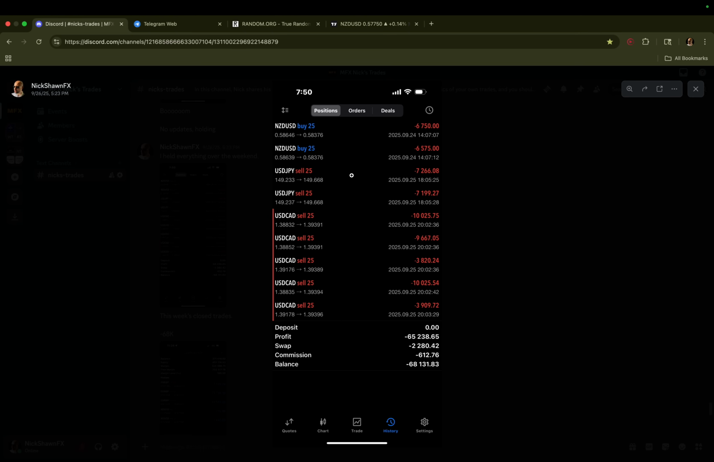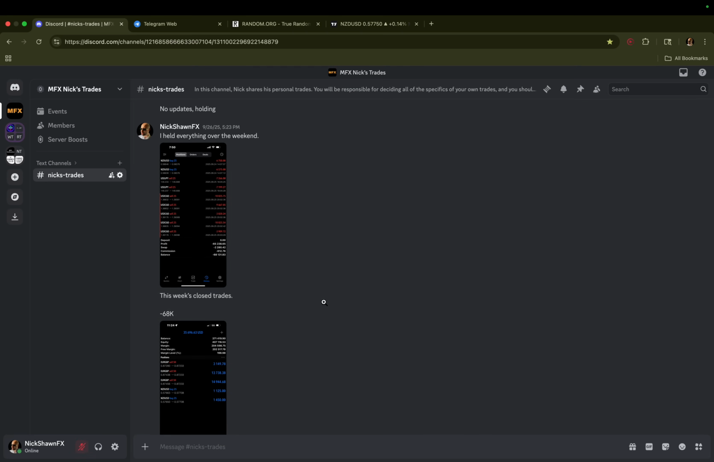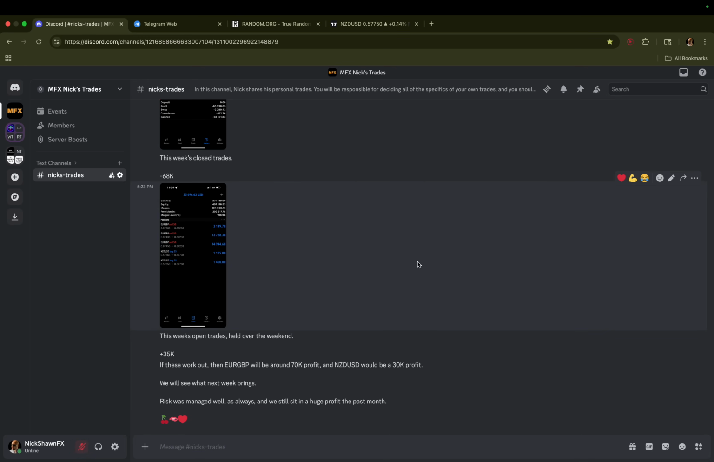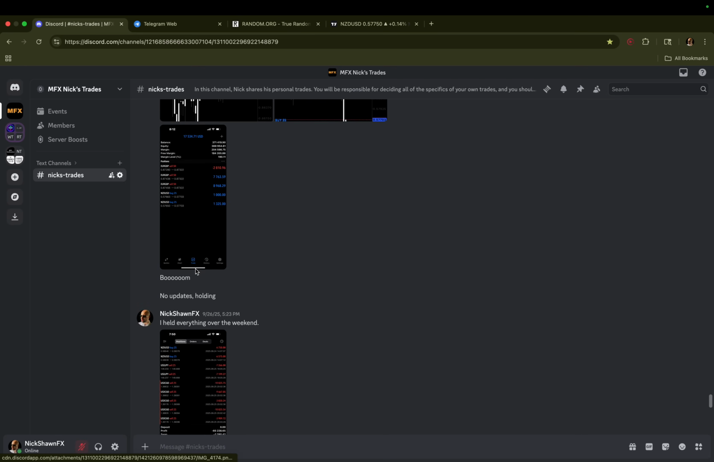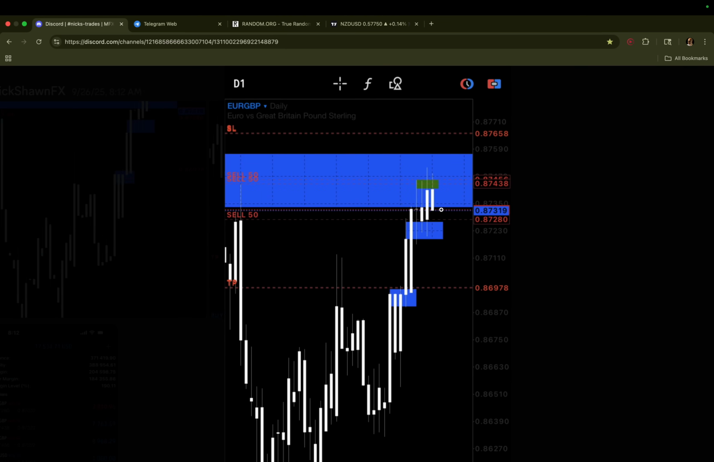NZD/USD, I lost about 13,000 on that. USD/JPY, I lost almost 15,000 on that. So I'm closing the losing trades early, and sometimes some of them hit stop loss. And guess what? If only one of these trades wins, Euro GBP, for example, I make $70,000. Let me just show you this right here. This is Euro GBP, right? This is how much profit it is in right now.